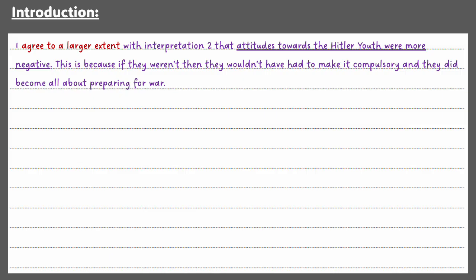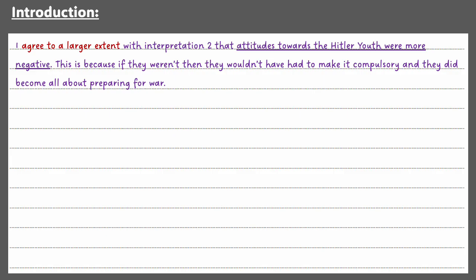All right, so I'm going to start with my introduction, which is just nice and straightforward. I agree to a larger extent with interpretation 2 that attitudes towards the Hitler Youth were more negative. So I've used the words of the question again, attitudes towards the Hitler Youth. I've given a judgment and I've reminded the examiner what the view of interpretation 2 is. And then I've given a tiny little bit of a thesis. You can see it doesn't take much. I've said this is because if they weren't, then they wouldn't have had to make it compulsory and they did become all about preparing for war. So I'm basically just saying why I agree with that overall. If it was good, then people would want to go, wouldn't they? So you can see that that's not a huge job, is it, that introduction right there? I've got my judgment and I made it clear what it's about.